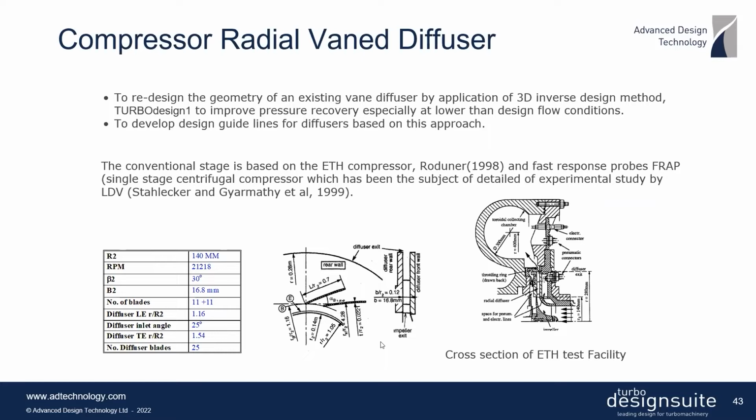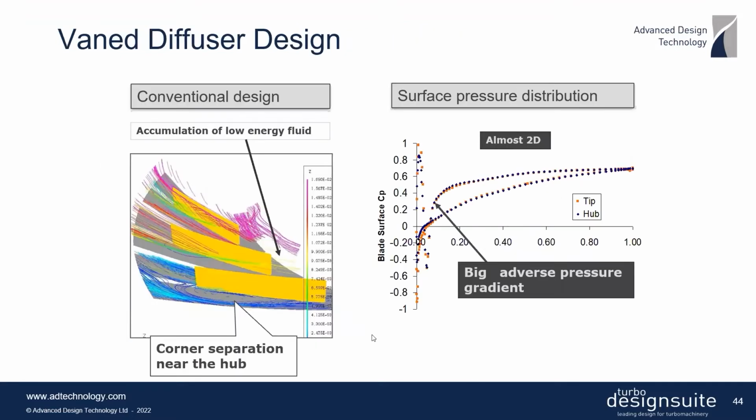The baseline vane diffuser had prismatic blades, 25 blades, and the inlet angle was 25 degrees. The diffuser leading edge was at a radius ratio of 1.16 and the trailing edge was at 1.54. When you look at the detailed flow, based on stage CFD, you saw a very big corner separation on the pressure surface near the hub. Their aim was actually to induce this corner separation and try to make this diffuser more compact as well.